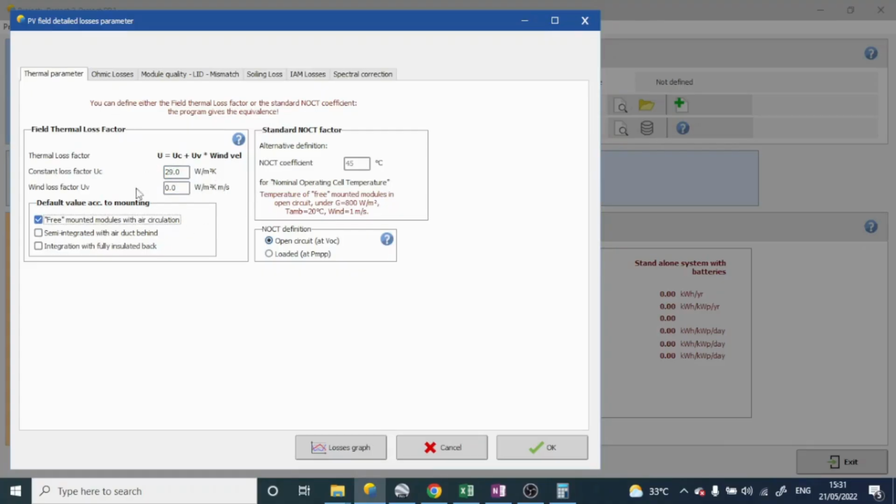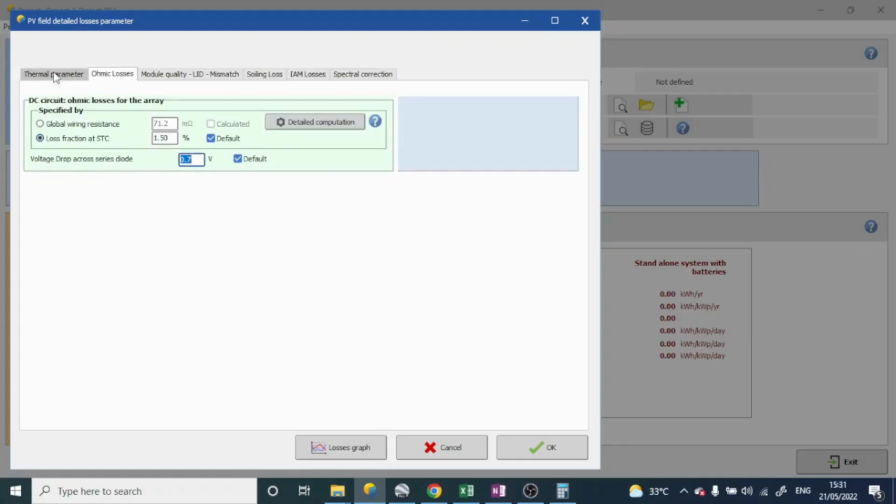Thereafter, once we have selected this particular parameter, we'll select another parameter like the ohmic losses. Whenever we see these ohmic losses, we'll find the loss factor at the standard test condition. It is 1.50%, which is an average value actually. So we just keep it as it is.